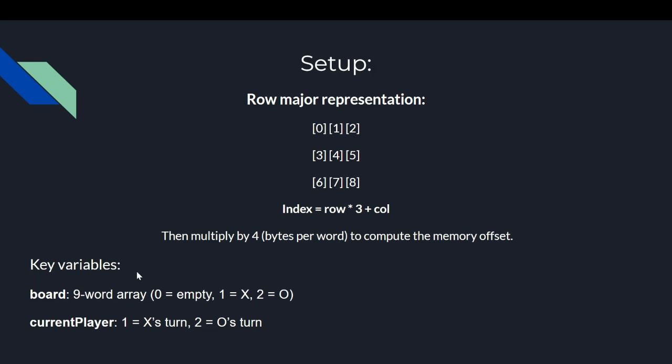Some of the key variables in the code are the board array, which is the game state, and it's a 9-word array consisting of zeros, ones, and twos corresponding to empty, X, and O respectively. And we have the current player variable, which tells the program whose turn it is, so 1 for X and 2 for O.